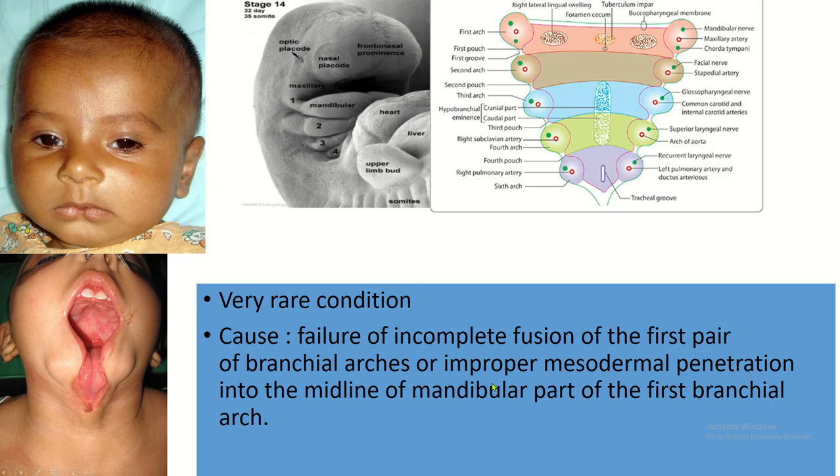Cleft lower lip. Cleft lower lip may be incomplete or complete. It's a very rare condition. It results from incomplete fusion of the first pair of the branchial arch or improper mesodermal penetration in the midline of the mandibular part of the first branchial arch.